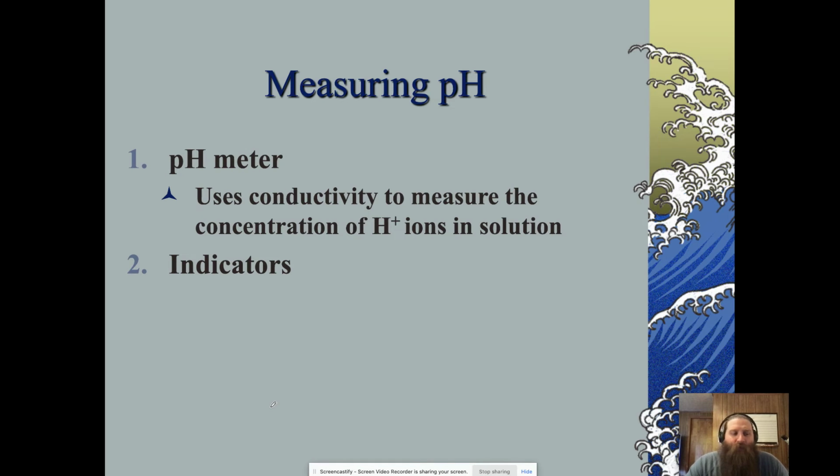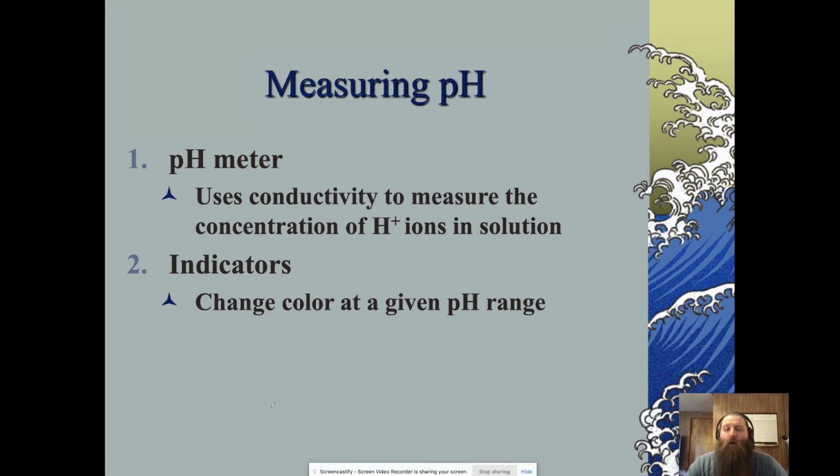Now, we can also use indicators. And indicators are things that change color over some given pH range. And you can read more about those on page 658. But we're going to talk about them when we talk about titrations.